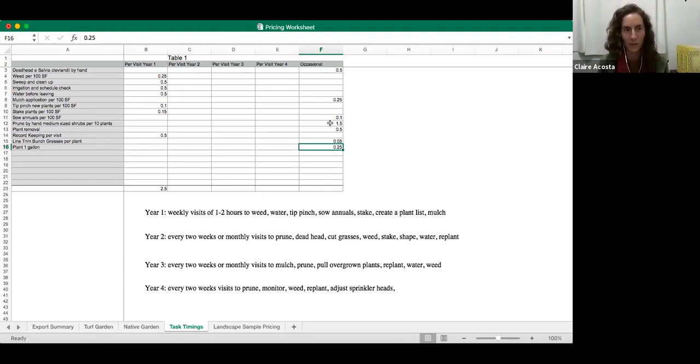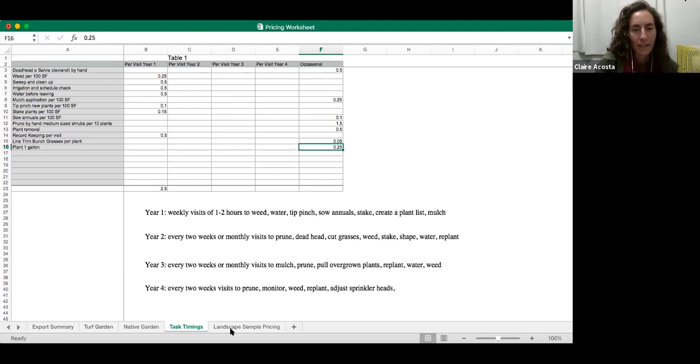So coming up with these numbers for yourself can be really helpful. I mean, you could just time yourself, I suppose, if you wanted to get that. But generally, you'll know how long it takes to do each of these activities and just customize it to each garden site.